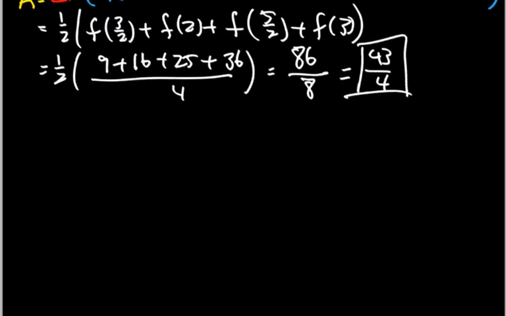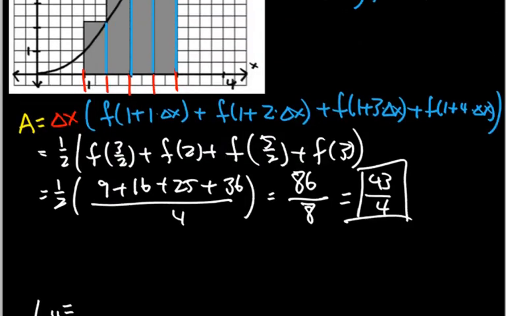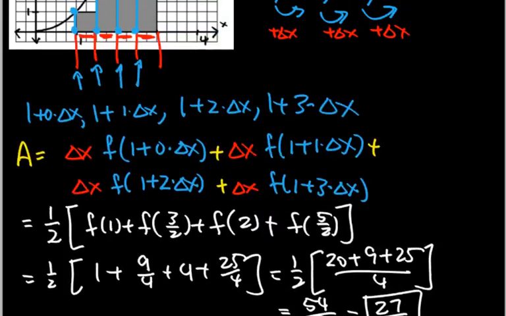Okay, so let's look at what we got in sigma notation, actually. For the left sum, we got L sub 4. L sub 4 just means you're using left-hand sums and 4 rectangles. And then R sub 4 is going to mean right-hand sum, 4 subintervals. So on the left, what we got was, we had delta x multiplied in everything, right?